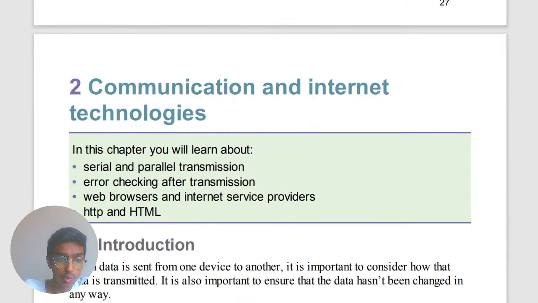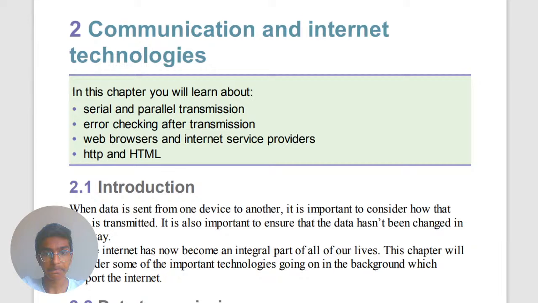We move on to chapter 2, communication and internet technologies. Again, I made a video on most of these topics already, but you can have a look at that. So we're going to have a look at communication and internet technology. Basically what you learn in this chapter is the different types of transmission rates. We'll have a look at the error checking methods, we need to know those. We'll have a look at the web browsers and the ISPs, and then finally we'll end with HTTP and HTML. So let's start with this.